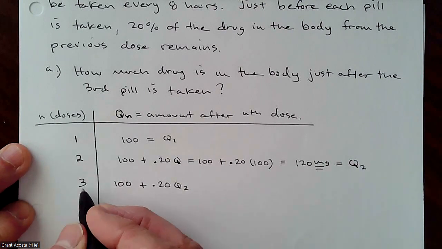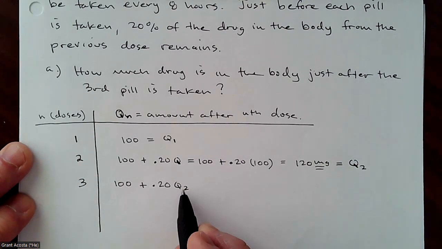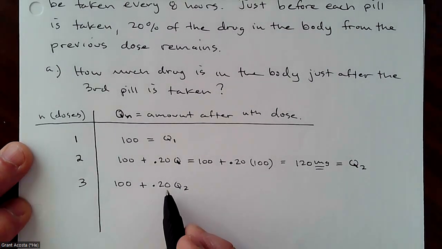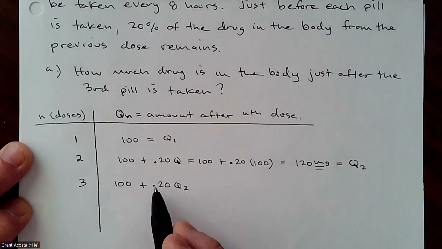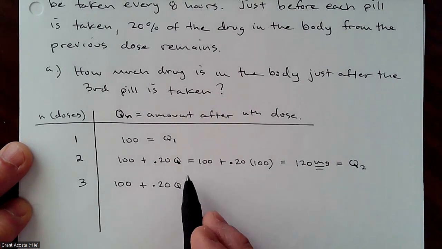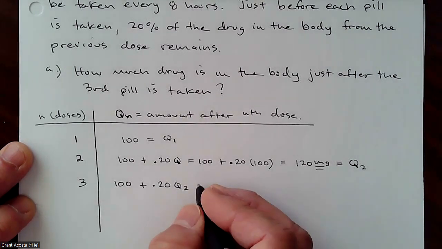So you can, and we're going to get to this, but you can maybe see this is more naturally described as a recursive sequence, right? Because the amount of drug after the 3rd dose depends on how much was in there in the previous dose, right? And that's the idea of a recursion.